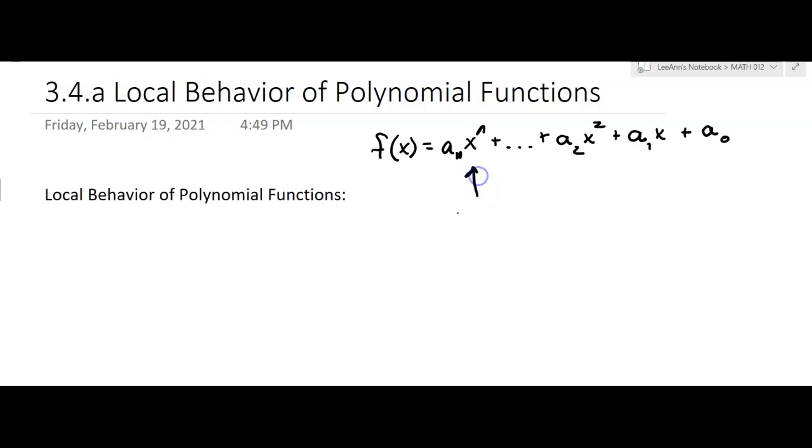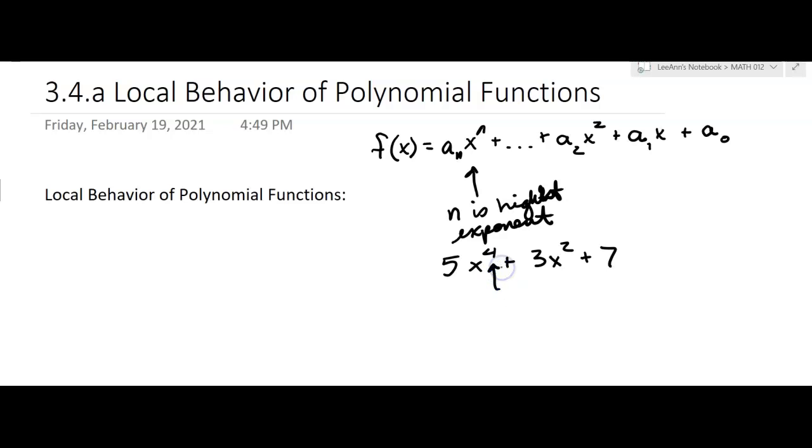We want the highest exponent first, and then we want them to go in descending order. This is the general form for a polynomial function. Not all the terms have to be present. So you could have, like, 5x to the fourth plus 3x squared plus 7. That would be considered a polynomial function. The highest exponent here is 4. And so when we write these in general form, we need to make sure the highest exponent is first.